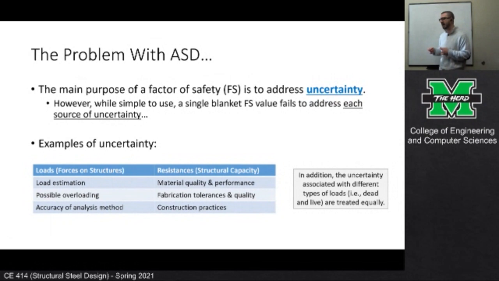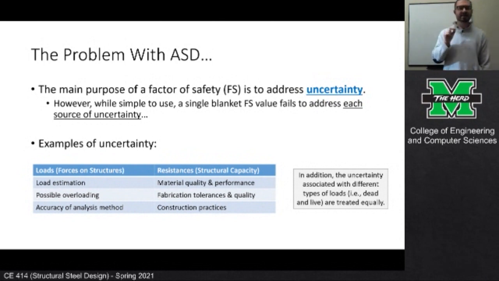Let me ask you this. Do you think if I failed all of those desks that they would all fail at 600 pounds? Or do you think there would be some scatter? Like one might fail at 600 pounds, one might fail at 605, one might fail at 584, one might fail at 620, one might fail at 615. There's going to be some scatter, and there's some scatter because there are uncertainties associated with the resistance. So what do I mean by uncertainties associated with the resistance?